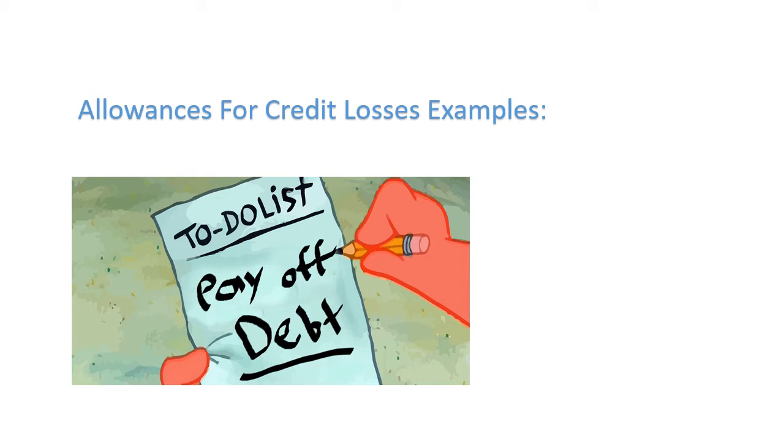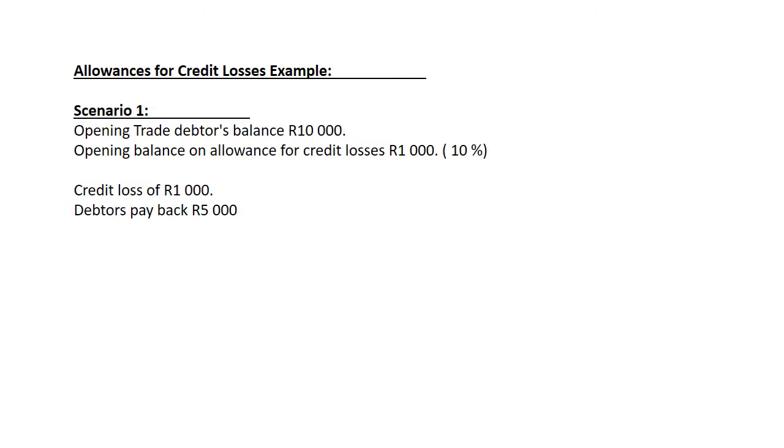Today I'll be discussing an example about allowances for credit losses. In the first scenario, we have an opening trade debtors balance of 10,000 Rand, as well as an opening balance of allowances for credit losses, which is calculated at 10% of the 10,000 Rand, thus 1,000 Rand. We also have during the year credit losses of 1,000 Rand, as well as debtors paying back 5,000 Rand.